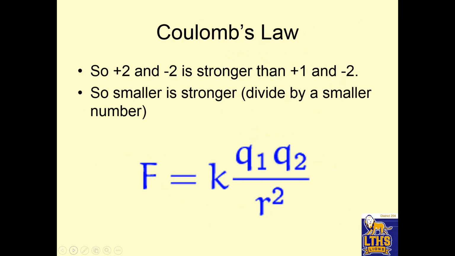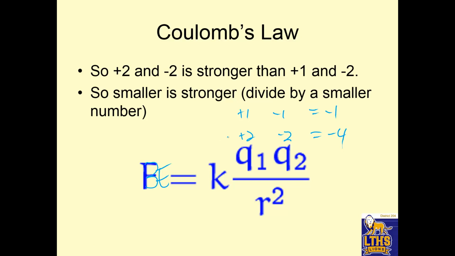So Coulomb's law. If I have a +2 and a -2, that would be -4, right? That would be stronger than if I had a +1 and a -1. That would be -1, right? So bigger charges means bigger bond energy. And smaller is stronger. So R is the radius, right?